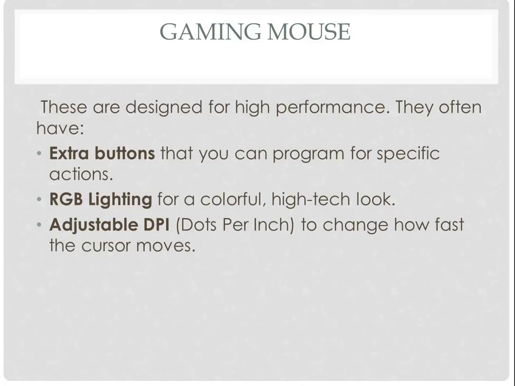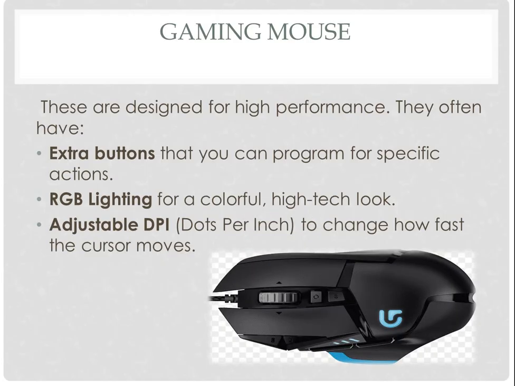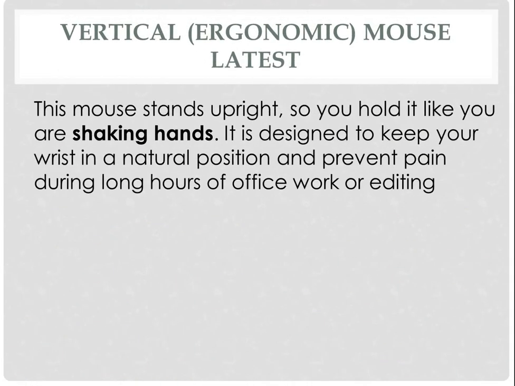These are designed for high performance. They often have extra buttons that you can program for specific actions, RGB lighting for a colorful, high-tech look, and adjustable DPI, dots per inch, to change how fast the cursor moves. Example of gaming mouse. Vertical, ergonomic mouse.